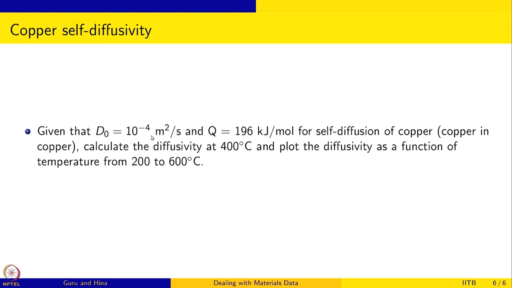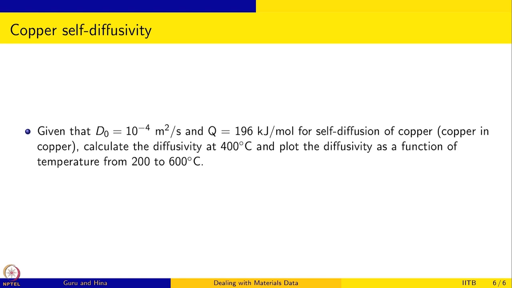The D naught is known to be 10 power minus 4 meter square per second. And Q is 196 kilojoule. And so, let us say we want to calculate the diffusivity at 400 degree Celsius and also plot the diffusivity as a function of temperature from 200 to 600 degree C. So, we want to do two things. One is that given these values you can calculate diffusivity.